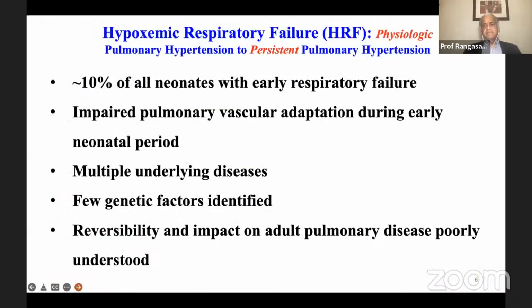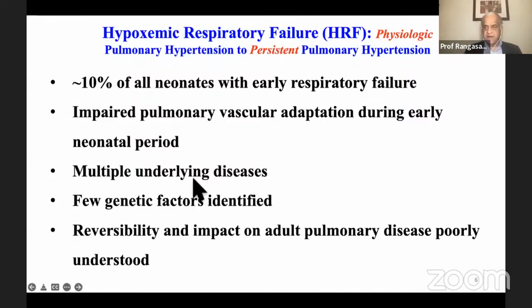So when we talk about hypoxemic respiratory failure and PPHN, remember, all fetuses physiologically have pulmonary hypertension. From that physiological state, they don't transition well, and they end up with persistent pulmonary hypertension. They act like they're still fetuses after birth. It happens in about 10% of all neonates with respiratory failure from a variety of causes. Impaired pulmonary vascular adaptation during the early neonatal period. There are multiple other causes I'll talk about in a minute.